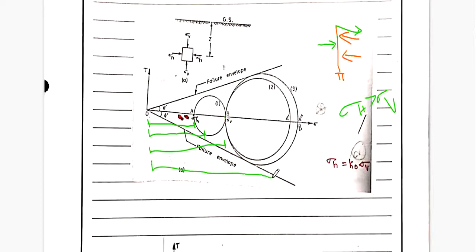At this point sigma h will be greater than sigma v. Now the diameter will go on increasing. As the retaining wall is continuously moving towards the backfill, the horizontal pressure is continuously increasing. So at one point, that is point A double dash, this Mohr circle, which is drawn by reference points, that is major and minor axis, sigma h and sigma v, is going to touch the failure envelope.